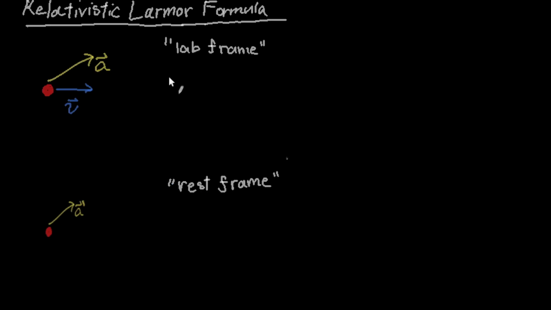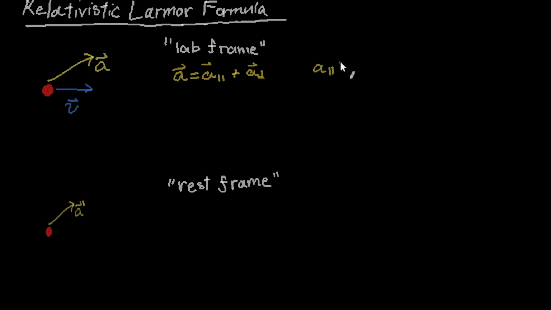One practical application of the concepts behind Lorentz transforms is deriving a relativistic generalization of the Larmor formula. To start with, let's consider in the lab frame a particle moving at velocity v and an acceleration a, and a and v need not necessarily be parallel. We can decompose the acceleration into a equals a parallel, the component parallel to the velocity, plus a perpendicular, which will be perpendicular to the velocity.